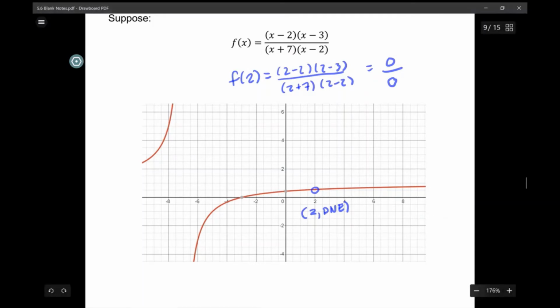The other thing that happens, I'm trying to get my scrolling here. I lost my mouse. There it is.